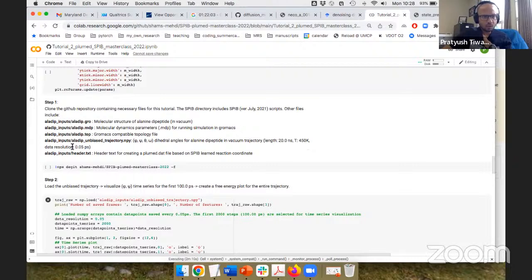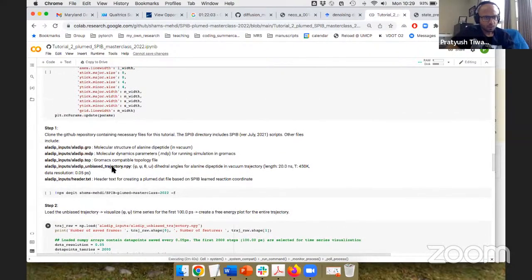Now, how much data resolution do you need? For the input unbiased trajectory, you can get away with a coarser resolution. You could get away with even half a picosecond or 1 picosecond. In the next round of SPIB, when you are taking a biased trajectory, you will have to keep finer resolution, right? Because in a biased trajectory, 1 picosecond is actually worth much longer. So when you are doing a biased simulation, it's best to print this out at your molecular dynamics integration timescale resolution, the finest you can have. That's our recommendation.